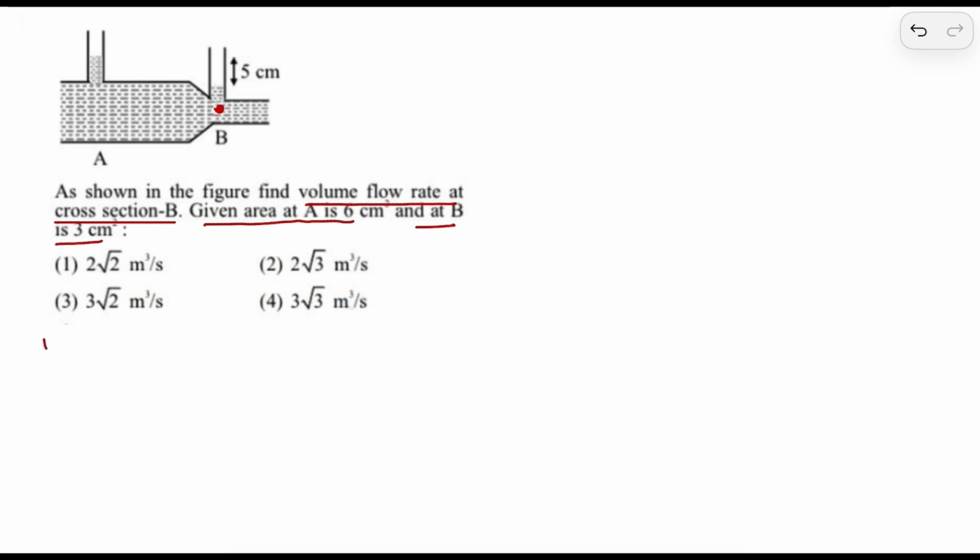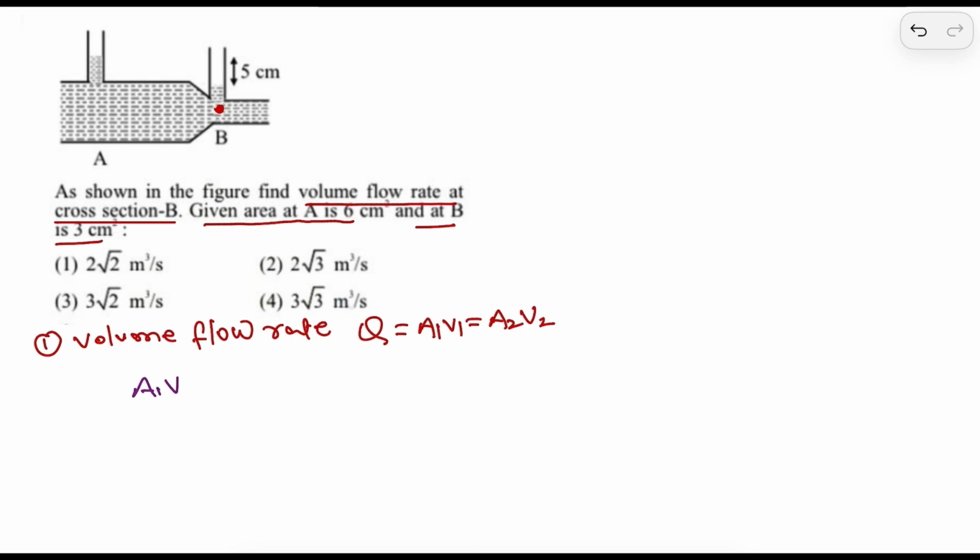The volume flow rate Q is equal to A1 V1 is equal to A2 V2. This is called the equation of continuity. From here, I'm taking A1 V1 is equal to A2 V2. So A1 is 6 and A2 is 3, so 6 V1 is equal to 3 V2. Three ones, three twos, so 2 V1 is equal to V2. This is the first relation.